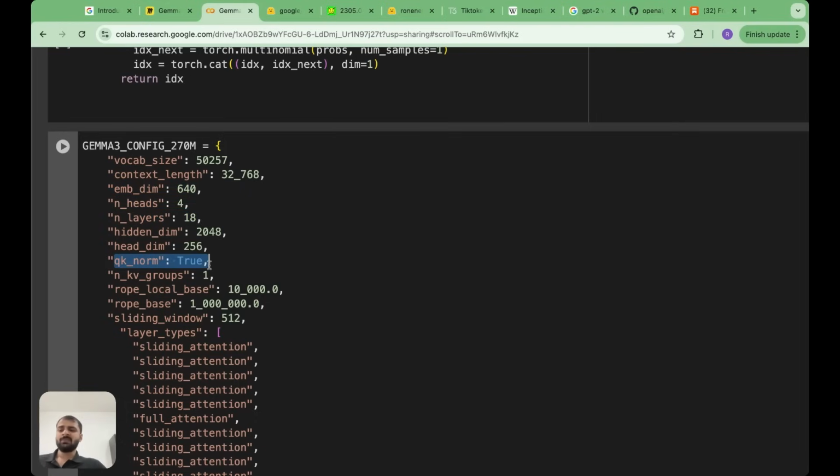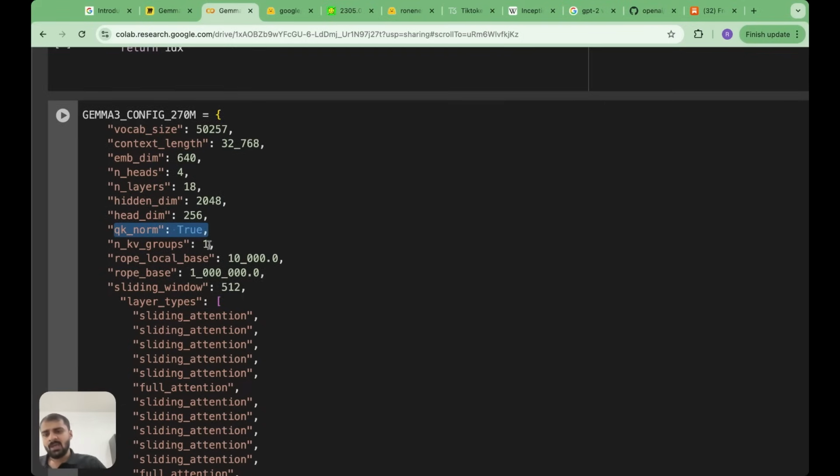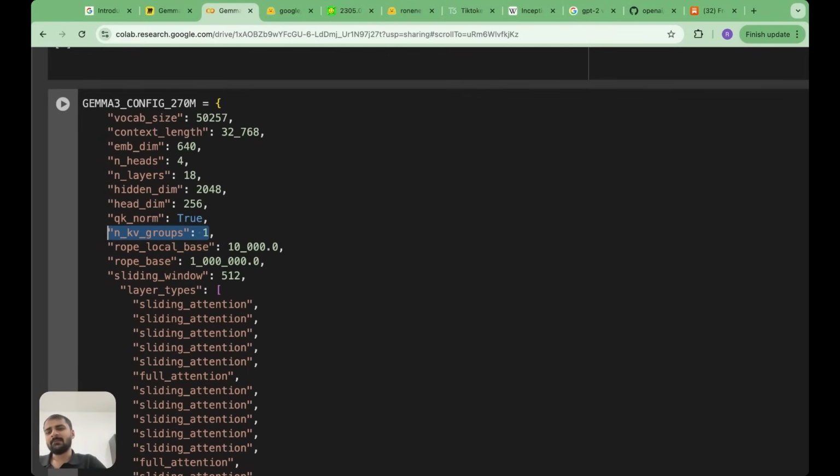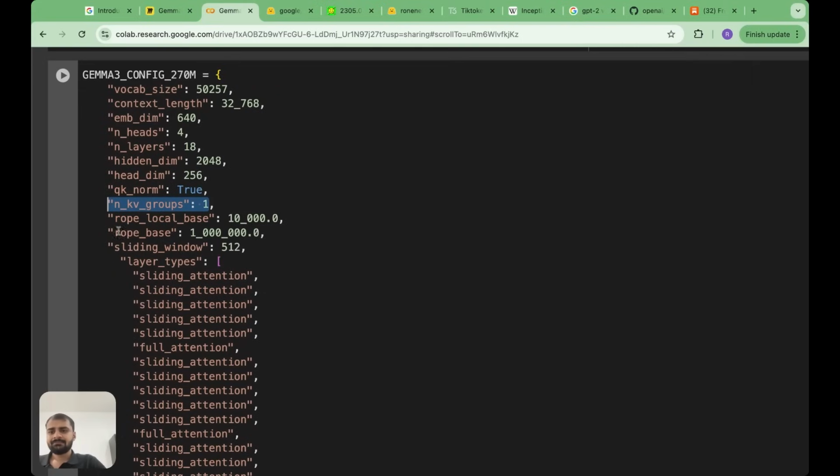QK norm is true, which means we are going to do RMS norm on the query and the key vector before we take the attention scores. Number of KV groups is 1. This means it's multi-query attention. We are sharing everything across the heads.